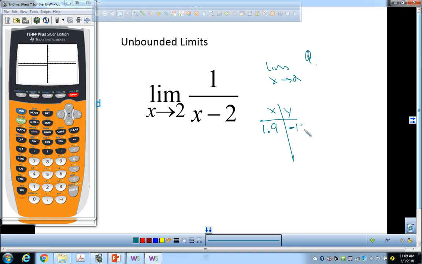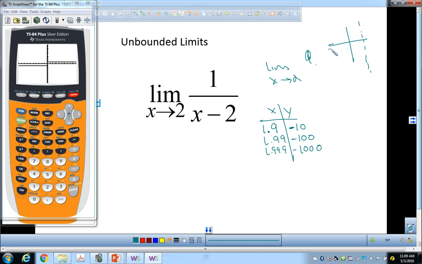And if I plug in 1.99, I would get -100. And if I plug in 1.999, I would get -1000. I believe that's true. So it goes down, right? Remember from last semester, what do I have at x equals 2? Not a hole. One of these. Asymptote. You have an asymptote there, right?